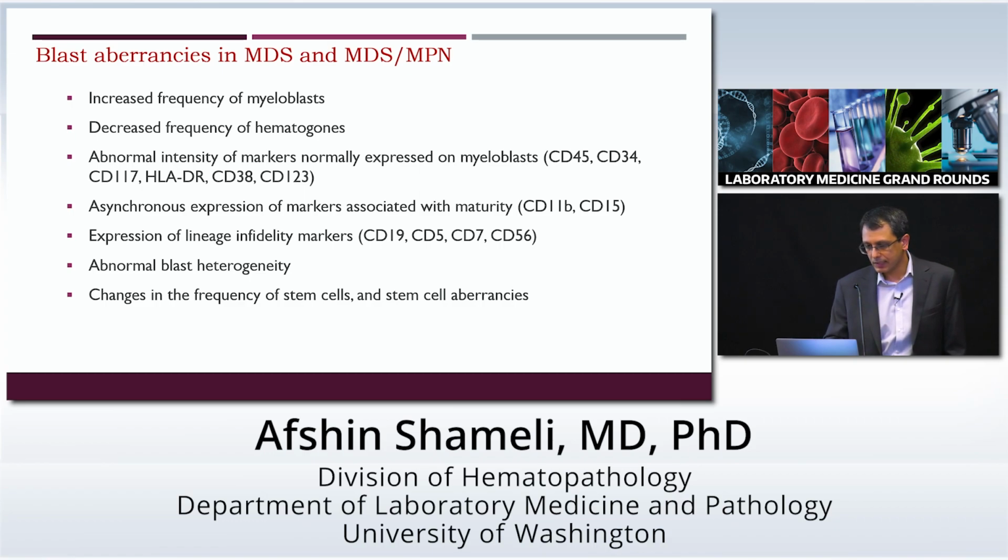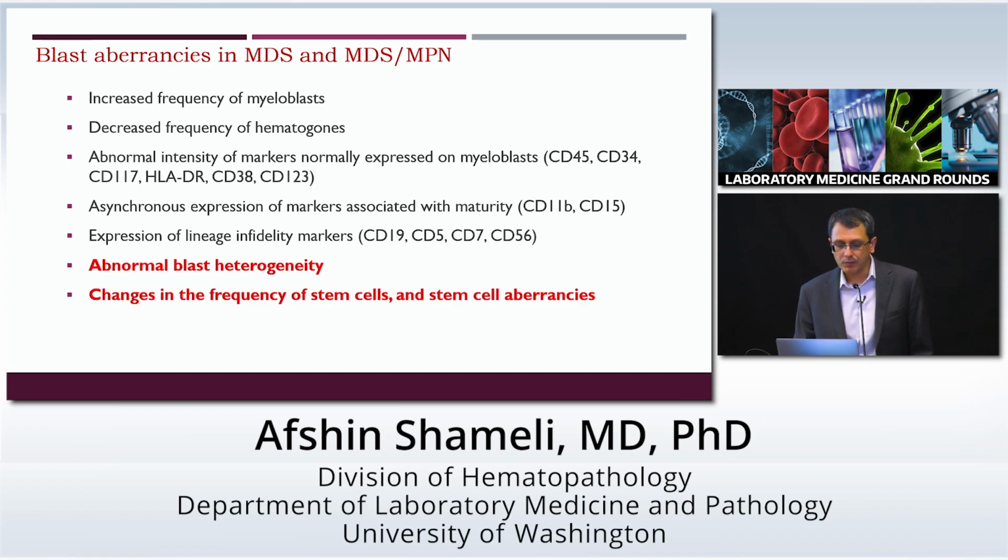Some of the blast abnormalities that can be seen in MDS or MDS-MPN include some features that are better studied, such as increased frequency of myeloblasts or decreased frequency of hematogones, abnormal intensity of markers that are normally expressed on myeloblasts, asynchronous expression of markers associated with maturity, such as CD11b and CD15, or expression of lineage infidelity markers, such as expression of B, T, or NK cell markers on the blast population. But there are some abnormalities in the blast population that are less well studied, such as abnormal blast heterogeneity or changes in the frequency of stem cells and stem cell aberrancies.